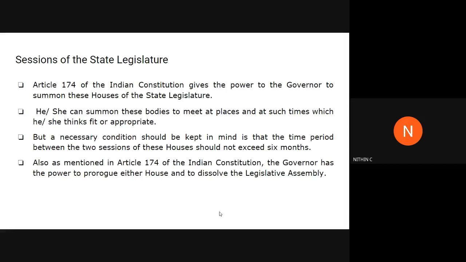Just remember this. When it comes to sessions, there are two points you should think of first. Article 174 of the Indian Constitution gives the power to the governor to prorogue or to summon the legislative sessions. That's the first point. The second point is that between two consecutive sessions, the maximum time period can be 6 months. These two things you need to remember.